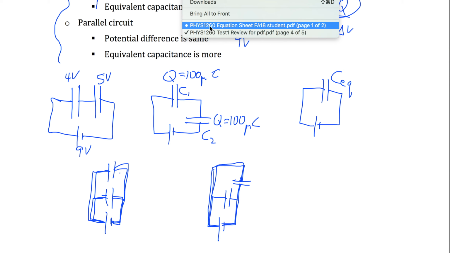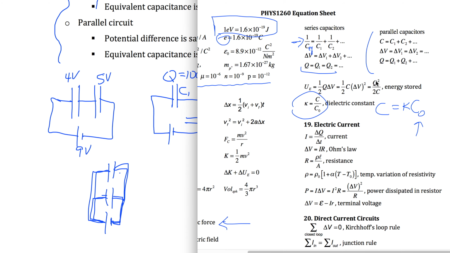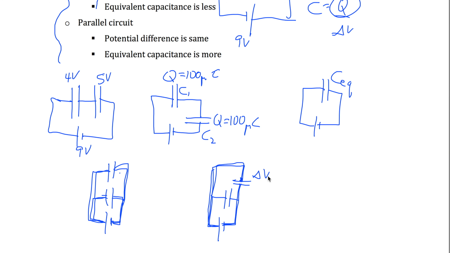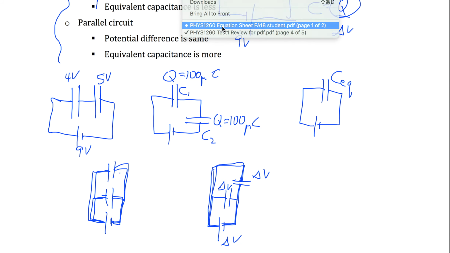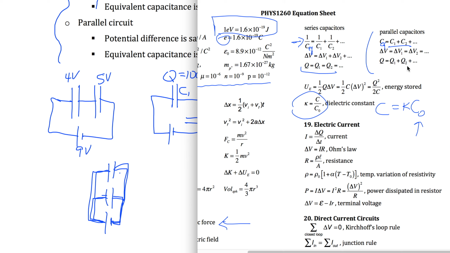And then you would go to this set of equations for the parallel capacitors, and it tells you that if you were to simplify the circuit into one capacitor, then the equivalent capacitance here would be the sum of the individual ones, so it would be a greater number. The potential difference across each capacitor here, this delta V is the same as this delta V is the same as this delta V. And then the charge on each capacitor adds up to the charge on the equivalent capacitor.